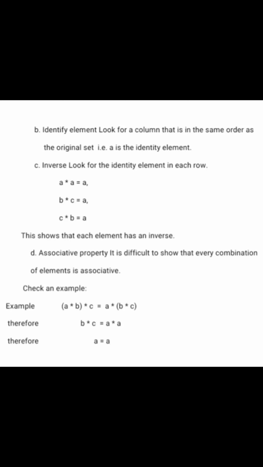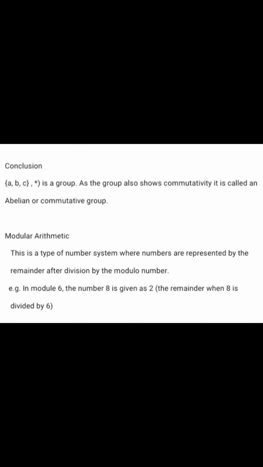D. Associative property. It is difficult to show that every combination of elements is associative. Check an example. Example: A times B times C equals A times B times C. Therefore, B times C equals A times A, and A equals A. Conclusion: A, B, C and times is a group. As the group also shows commutativity, it is called an abelian or commutative group.